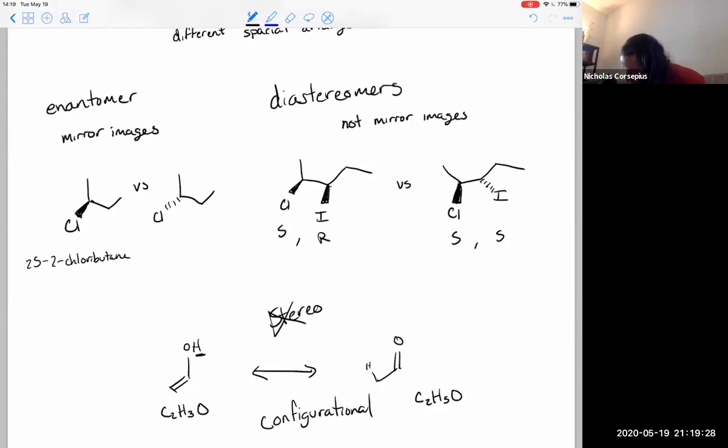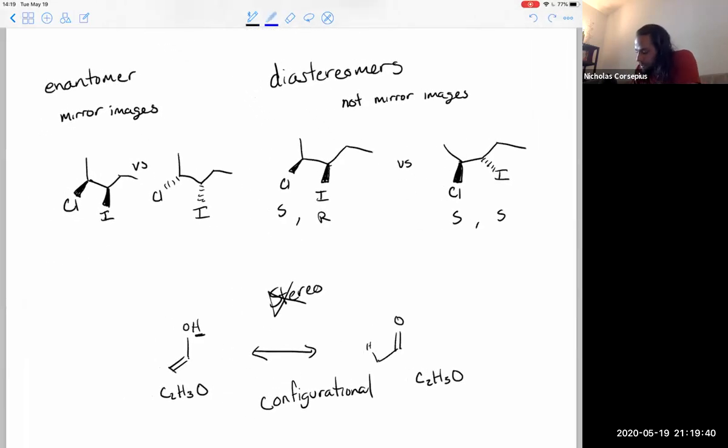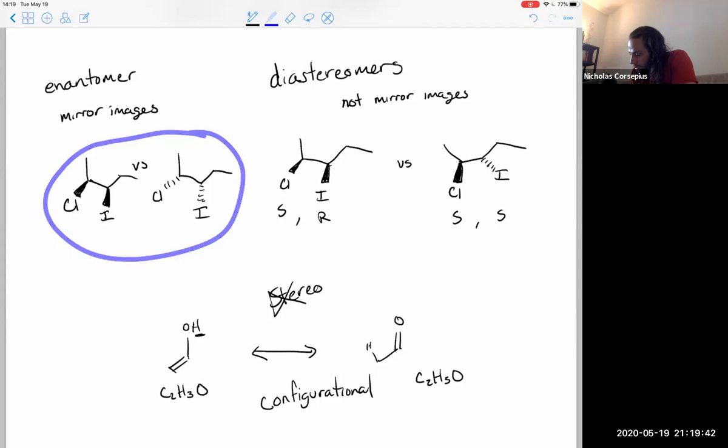I guess if I just want to stick with this same example to make it very clear. One of these pairs is a pair of enantiomers, that's these guys here. The other one is a pair of diastereomers, that's that guy there.